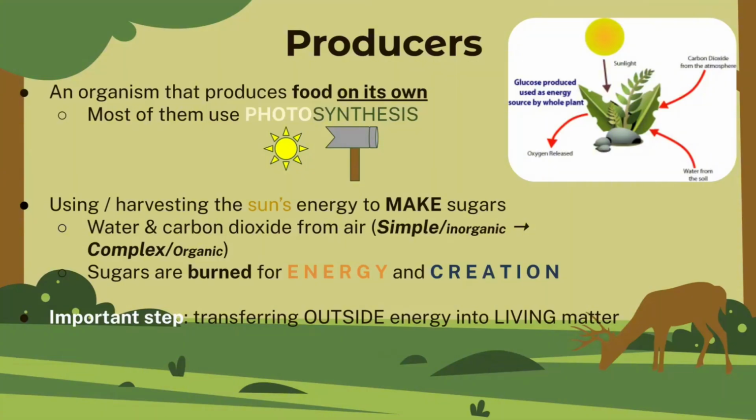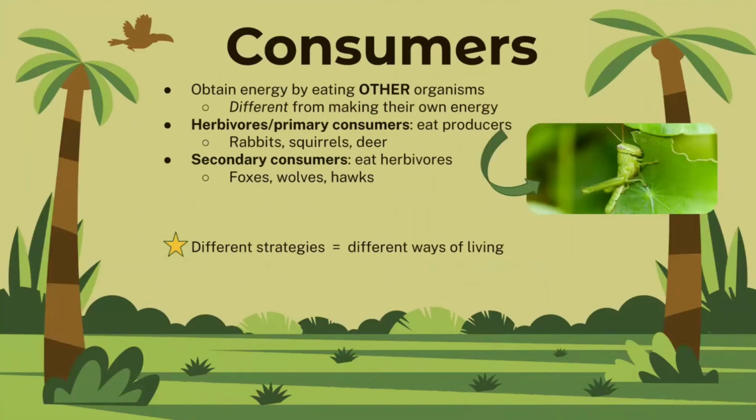Now, these sugars are burned for energy and creation. All of us, all living things need sugars to burn so that we can get energy and with that we can create different biomolecules. Producers have a very important role. They are the foundation of the ecosystem. And what they do is they transfer outside energy from the sun and use that to build living matter.